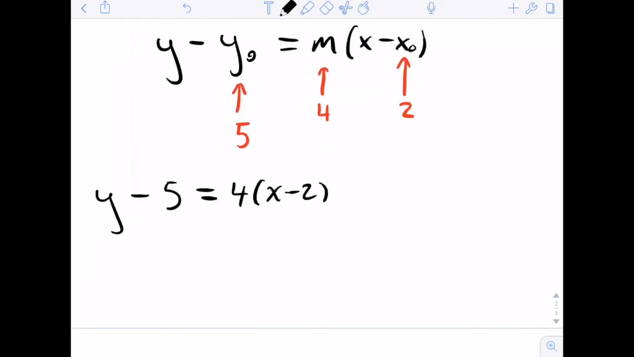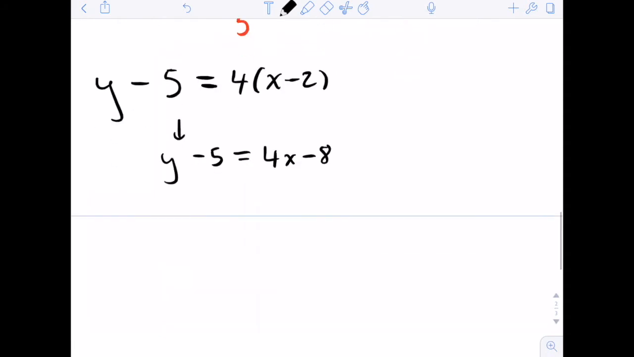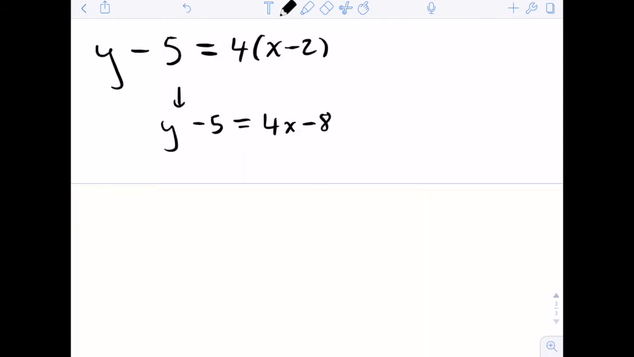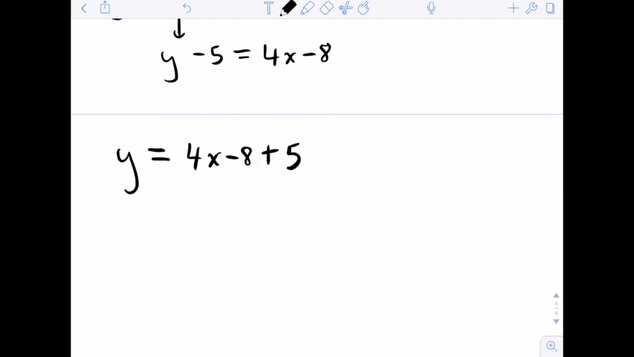Now if we distribute the 4, we get y minus 5 is equal to 4x minus 8, and then just bring the 5 over. So now we've got y is equal to 4x minus 8 plus 5, and simplifying this, the equation of the tangent line is y is equal to 4x minus 3.